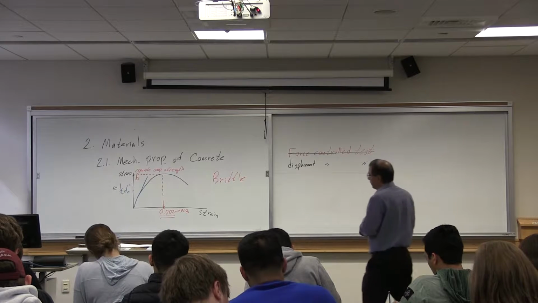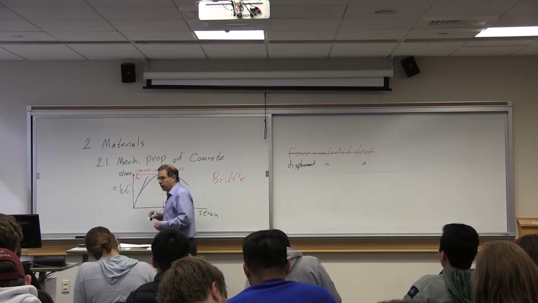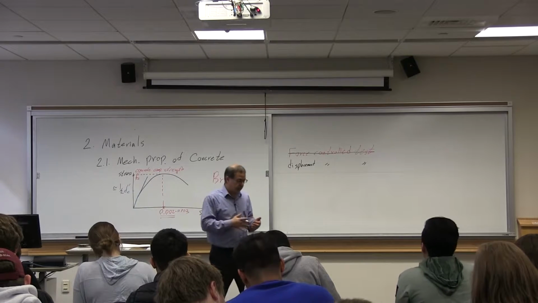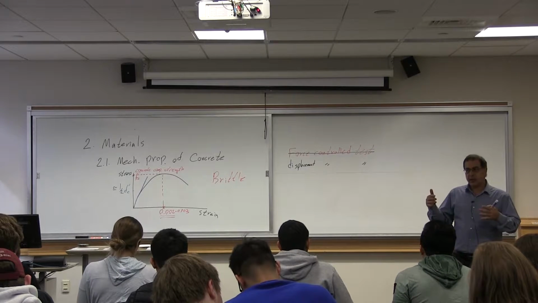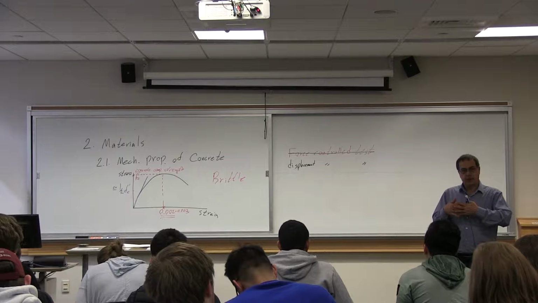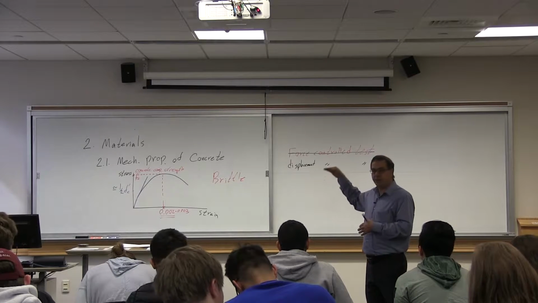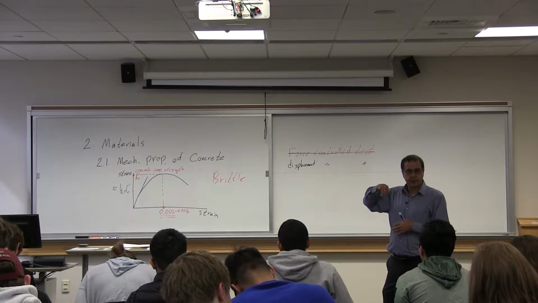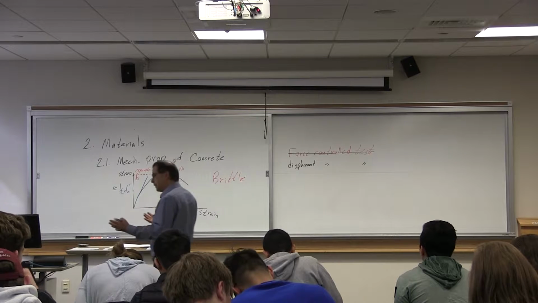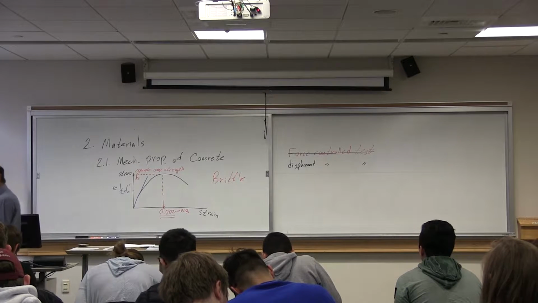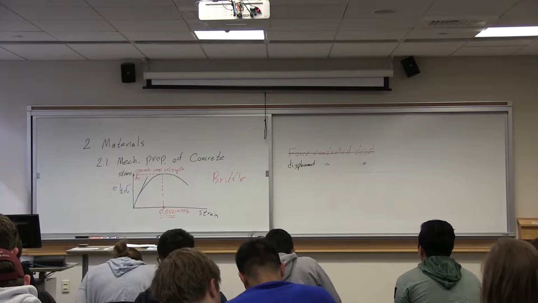You get to a point, somewhere around 80% f prime c or so, that the micro cracks start to get connected. As they become connected, the weakening becomes even faster. So the way you want to think about it: at the beginning nothing happens, then micro cracks form, then the micro cracks start to connect.